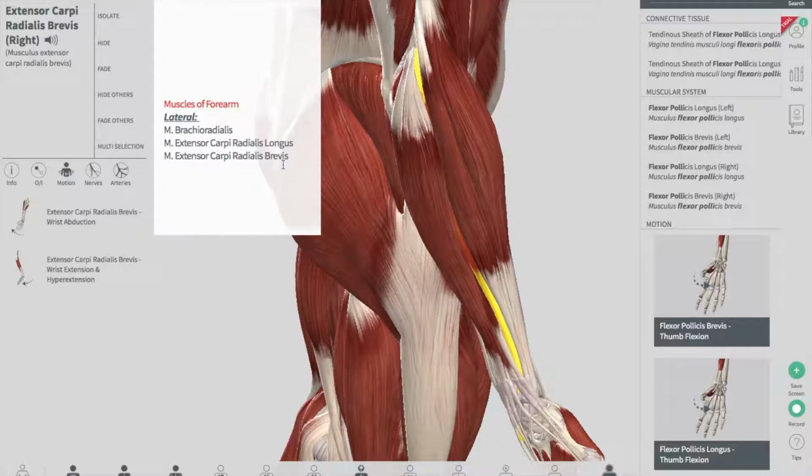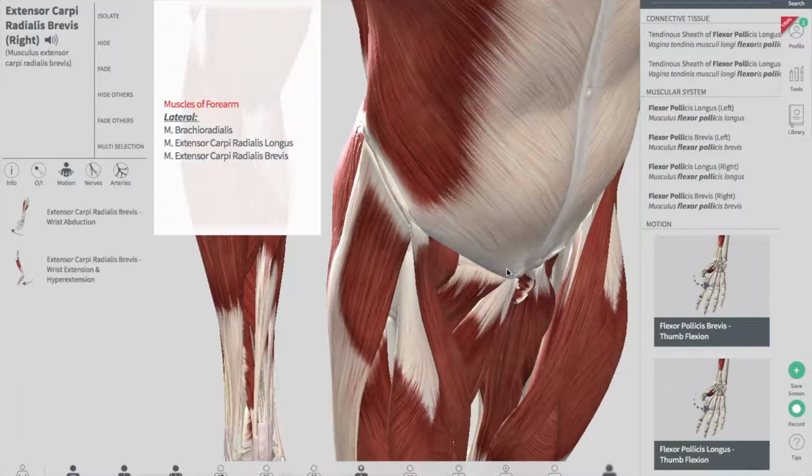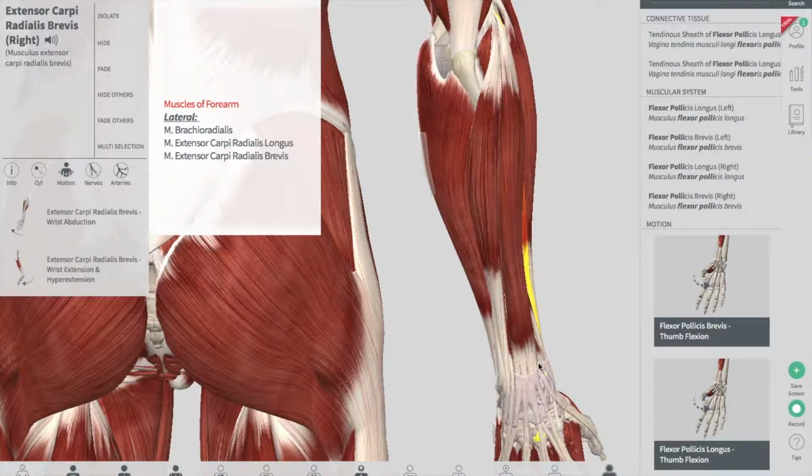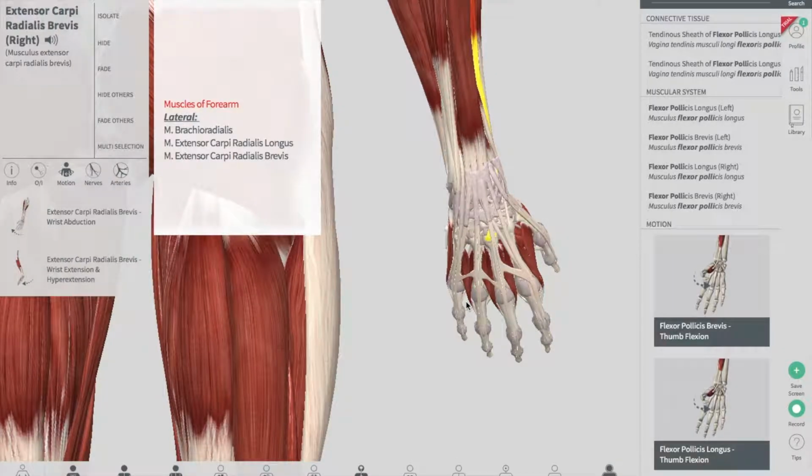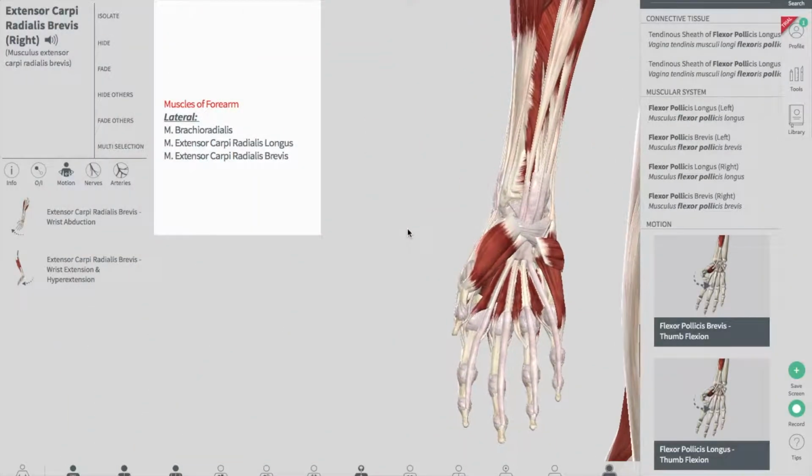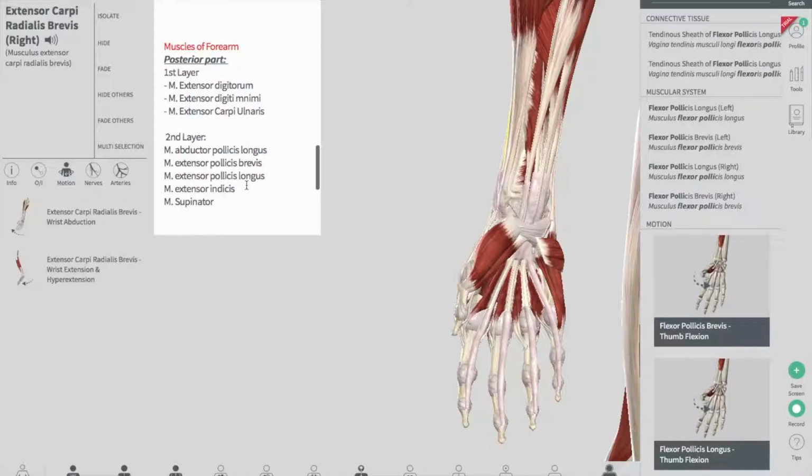And both of them are going to have the same function, which is extensio manus. They're going to extend the manus, or the hand, backwards, and also abduct it to the side. Alright, so now we're done with the lateral muscles of the forearm. We'll go over to the posterior muscles of the forearm.